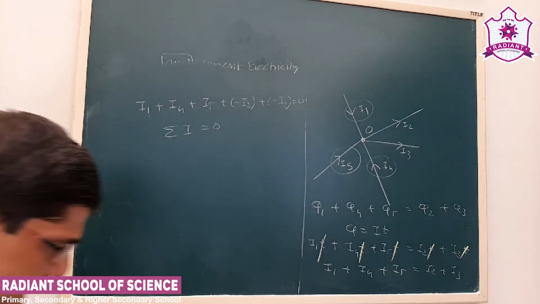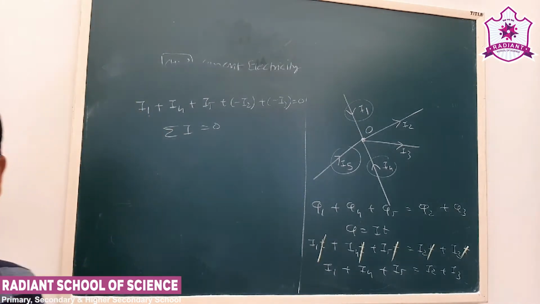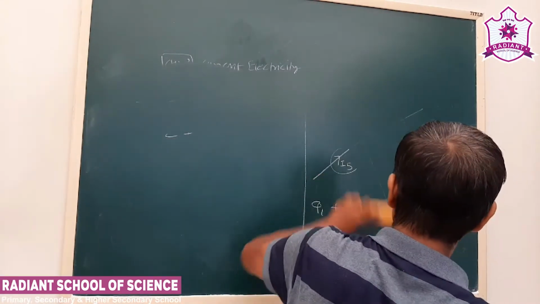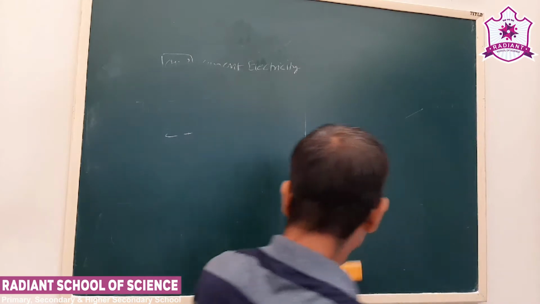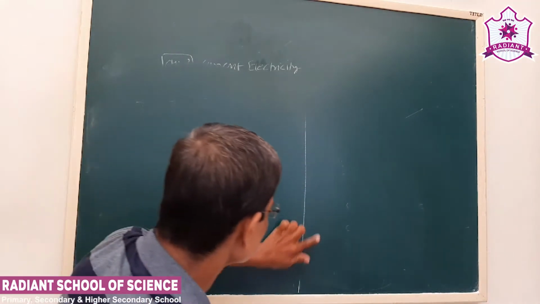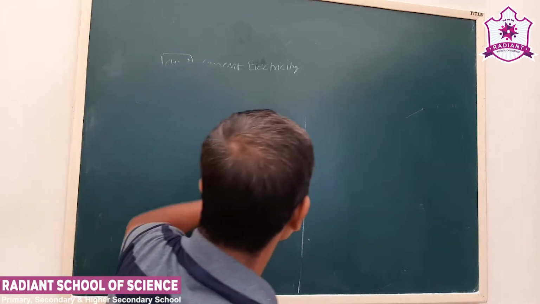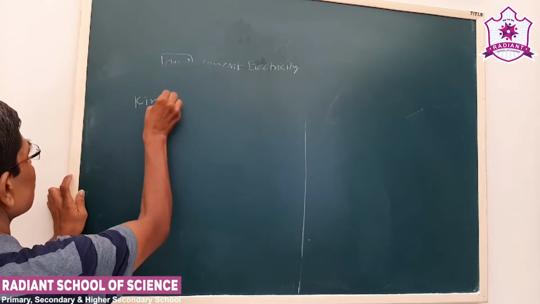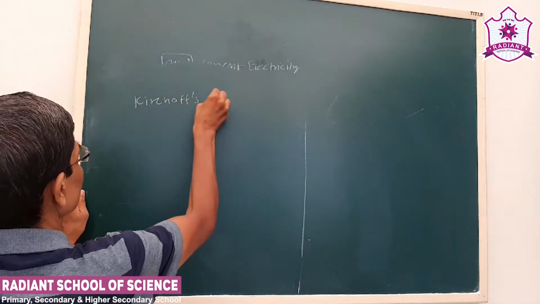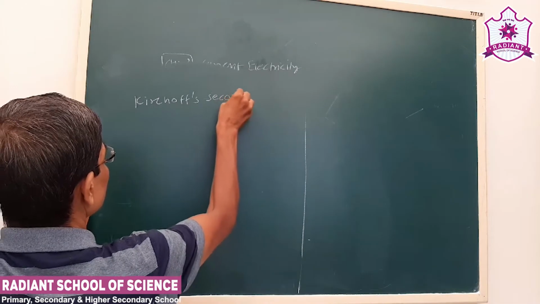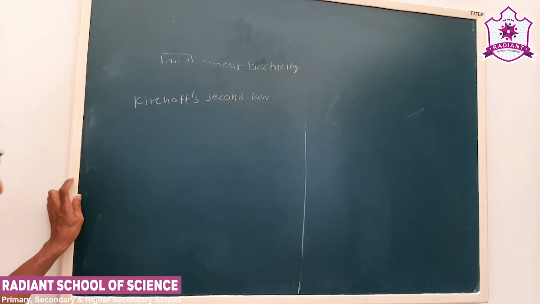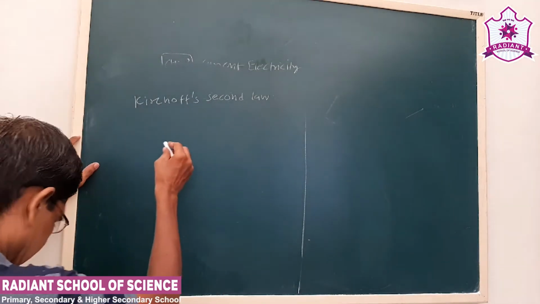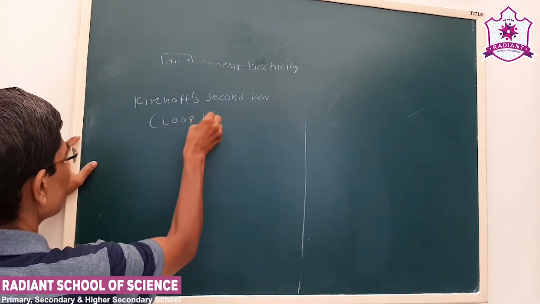This is very important for solving electrical circuits. This is the first law. Next we have to study the second law. Kirchhoff's first law is also called the junction law, and Kirchhoff's second law is called the loop law.